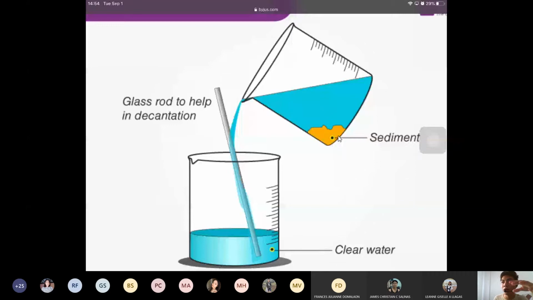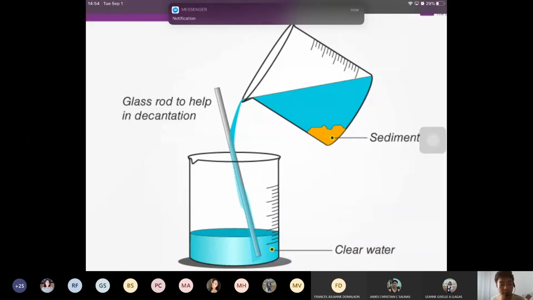sauce, and this is the oil. I will slightly lean my container in order for the oil to pass through to the next container. So let's say this is the oil, it will flow to the other container. That's decantation. That means you do chemistry at home. Hindi lang kayo aware.